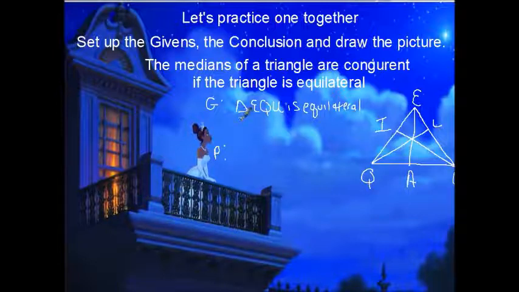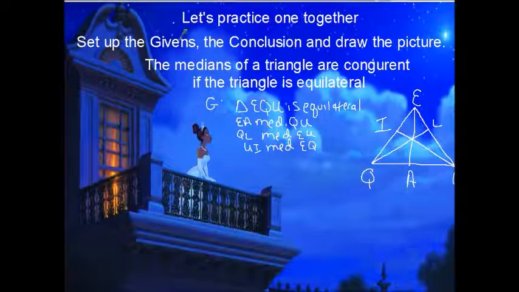We're going to have EA is going to be a median to QU. We're going to have that QL is a median to EU. And we're also going to have that UI is a median to EQ. So then, what are we going to prove? Let's move this down a little bit. We're trying to prove that those medians, EA is congruent to QL, is congruent to UI. And that's what we got.